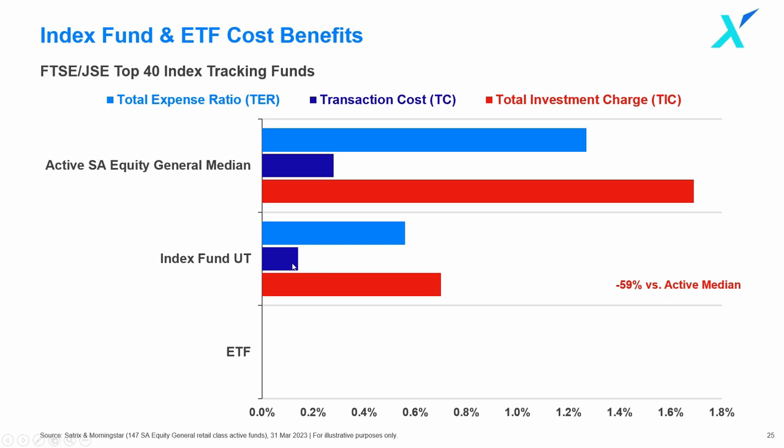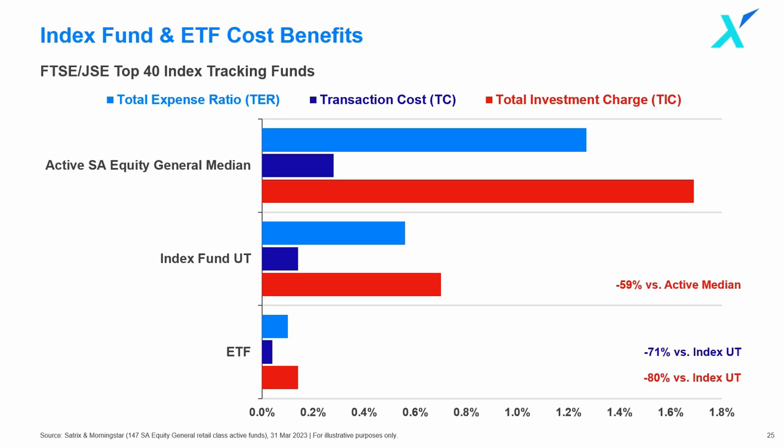Transaction costs are a bit lower, less than 20 basis points. And you add the two together, you're sitting at about 70 basis points. So this unit trust tracking the top 40 index is 60% more cost effective from a total investment charge perspective than an actively managed unit trust.